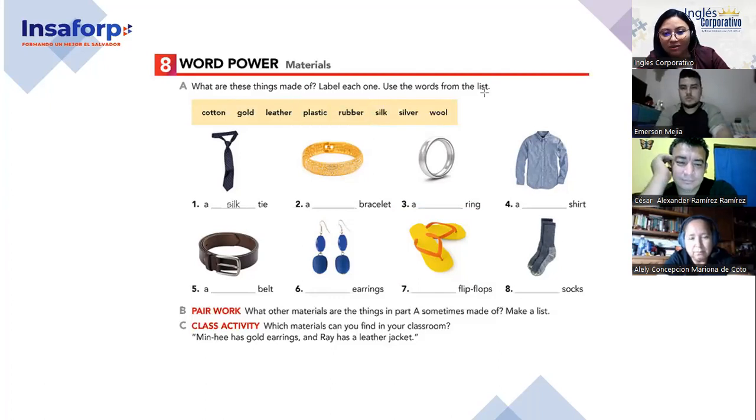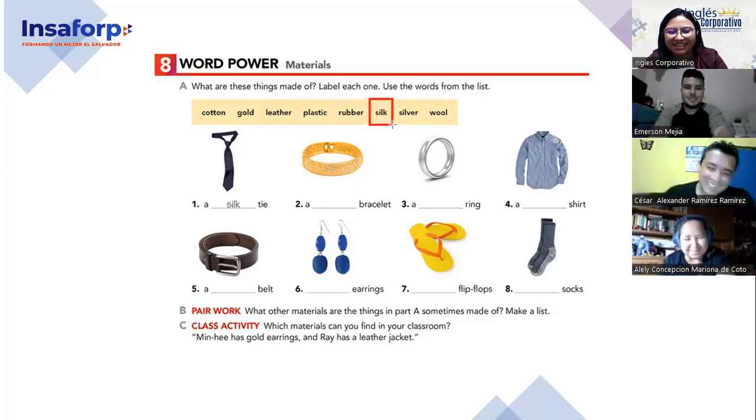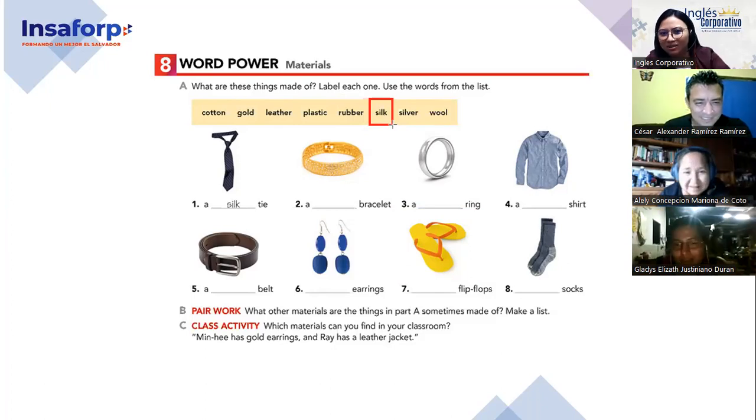Yes, teacher. Yo sola me respondo. That's okay, don't worry. Teacher, it's correct. Silk. What is the meaning of silk? Seda. Ay, me siento sola en la clase. Seda. Ay, teacher, I'm sorry.